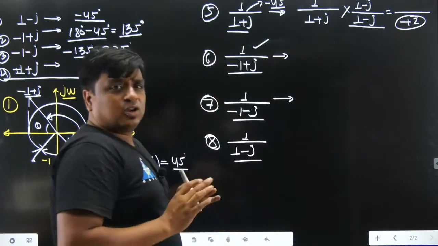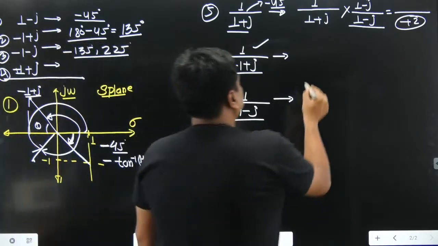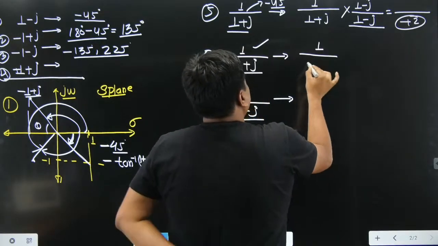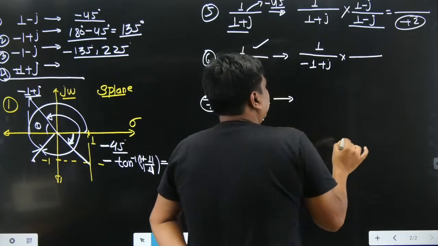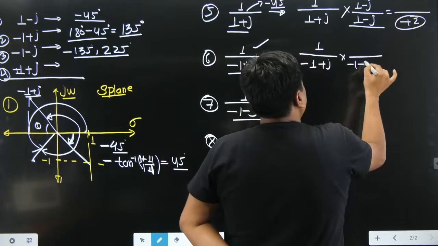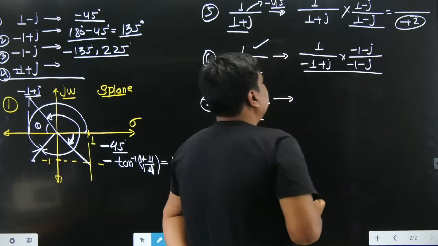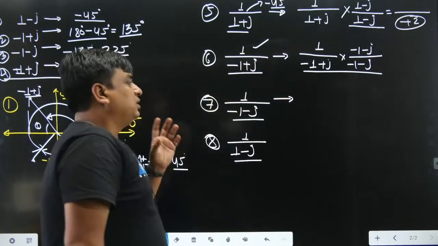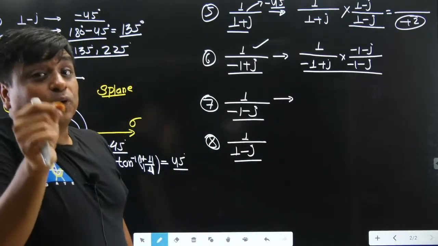Again, the same methodology has to be used. What is it, sir? The given system is 1 divided by minus 1 plus j. You have to multiply with its complex conjugate, minus 1 minus j. End of the day, whenever there is multiplication of a complex number with its complex conjugate, the result would be a pure real positive number.